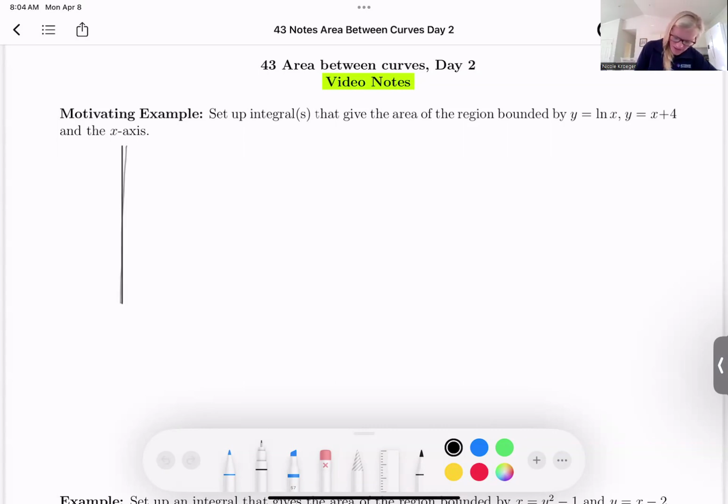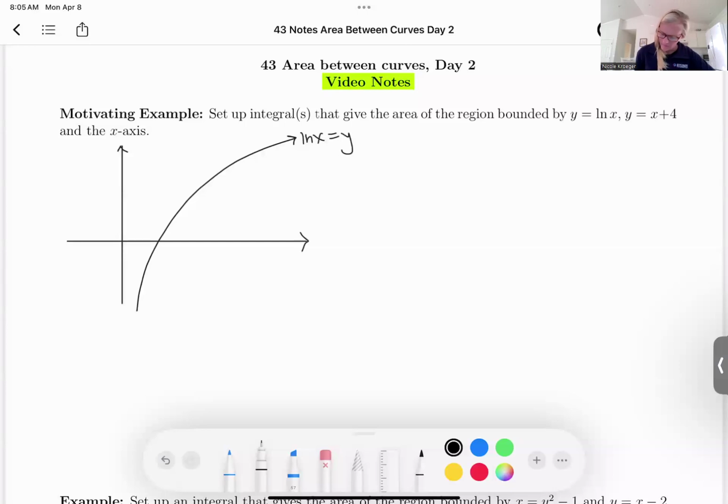So let's draw this region again and then talk about y. So natural log of x looks something like this. And then y equals negative x plus 4. Looks something like this. And so we have a little region down here.